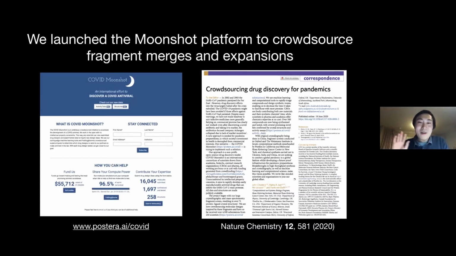Seems like a very naive idea, but we thought, well, why not? Back then was the first wave of lockdown, and we hoped and reckoned that a lot of medicinal chemists are probably working from home, and hopefully they would have some time to chime in. And Nature Chem also kindly ran a correspondence piece for us, advertising this effort to the world scientific community.